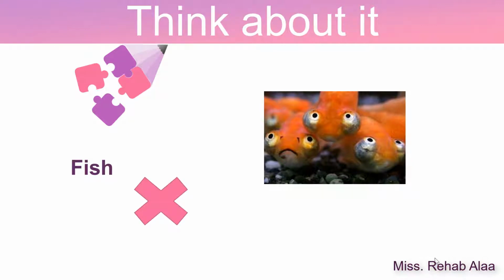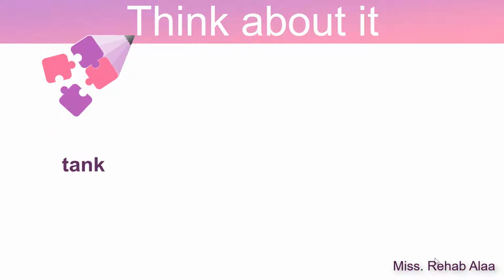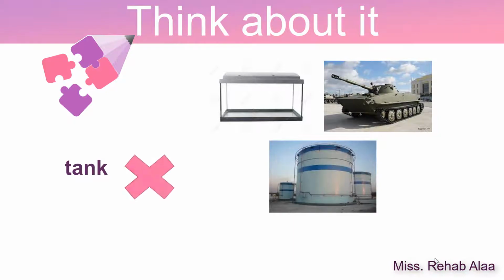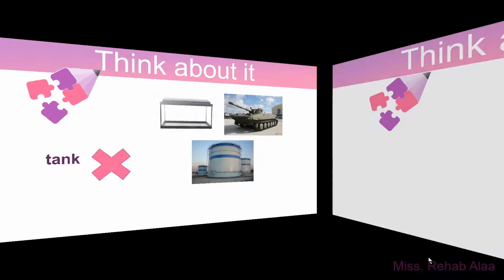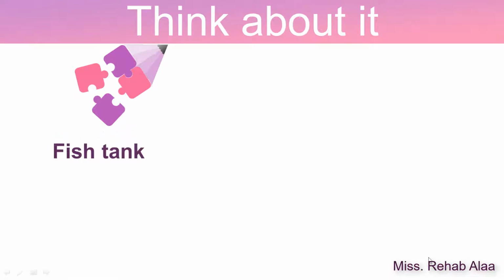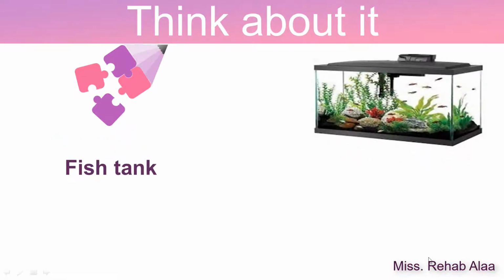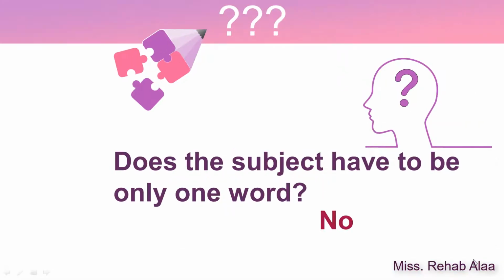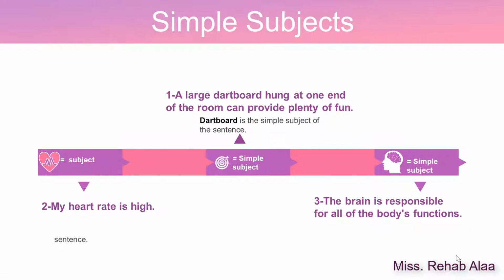So, it's incorrect. And if you chose tank to be your answer, then you did not only change the meaning, but also did not specify which type of tank, which is also wrong. But if you say fish tank, then you chose the simple subject that means a water container for fish, other water creatures, and plants, which by the way is a compound noun, and that's the correct answer. Therefore, a single noun does not necessarily mean it has to be one word. If we went back to our examples, the simple subject in sentence 2 would be heart rate, a noun that means the speed at which the heart beats.